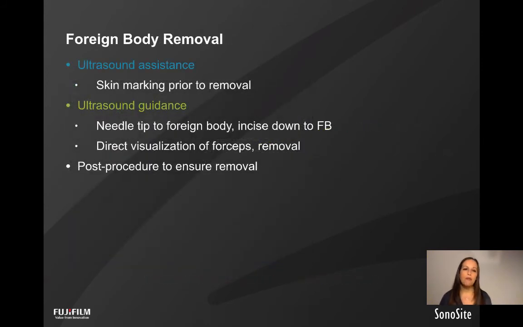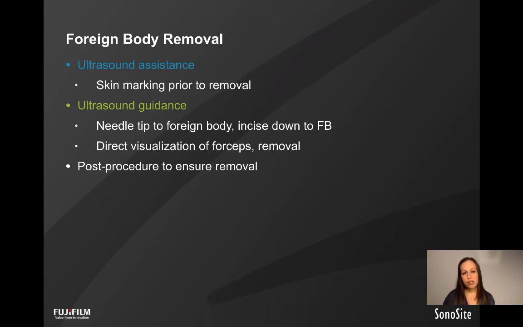So in order to remove a foreign body, oftentimes the easiest thing to do is just ultrasound assistance. So identify the structure on ultrasound, mark the skin, and remove the foreign body without the use of ultrasound. Alternatively, especially if you have a foreign body that's really difficult to remove or something round that is moving as you're trying to remove it, ultrasound guidance can be helpful. So you can actually see the foreign body moving in real time.